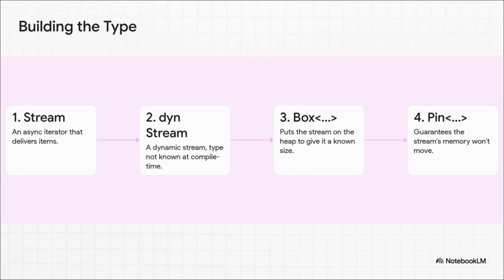Problem solved. But wait, there's one more thing. For async code to be safe, Rust needs to know that our stream won't move around in memory while it's in the middle of an operation. And that is the whole job of Pin. It literally pins our boxed stream in place, guaranteeing it won't move. You see, each piece solves a problem created by the last. It's just a logical chain.